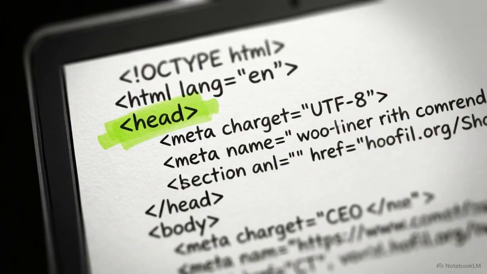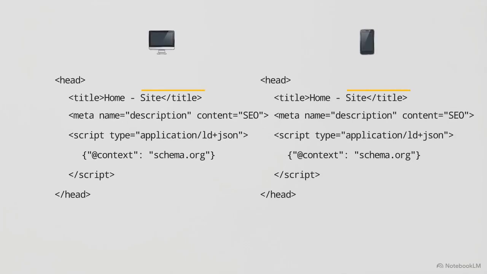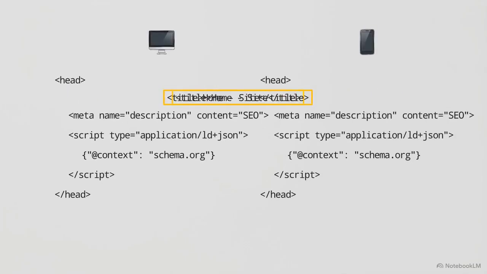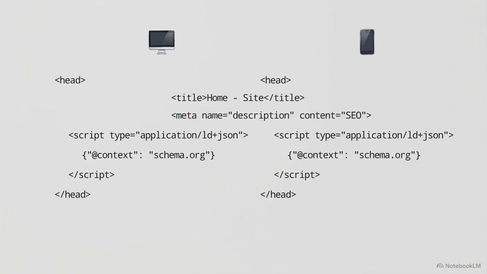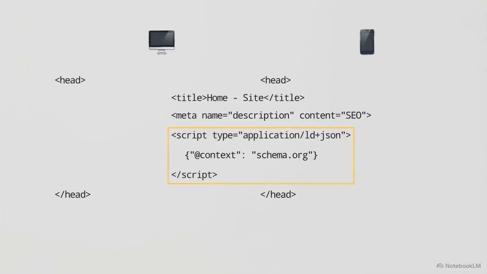Step 2 is aligning the invisible architecture. We need to move past the visual interface and audit the head section of your HTML. In this diagram, desktop and mobile title tags snap together. They must be an exact match. Moving down, the same parity is required for meta descriptions. Next, we check JSON LD script blocks. Structured data payloads must carry over.